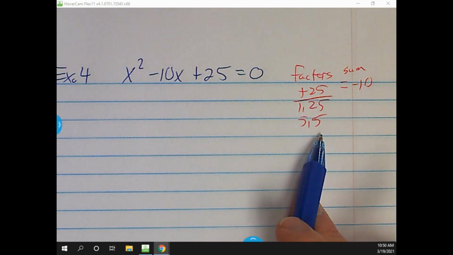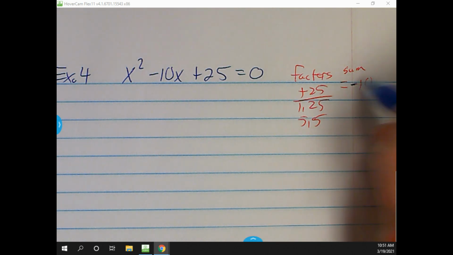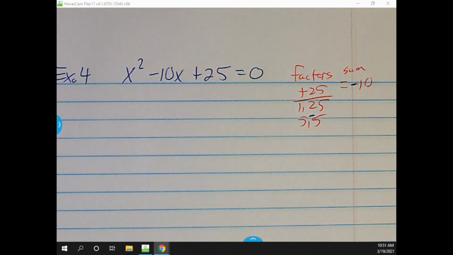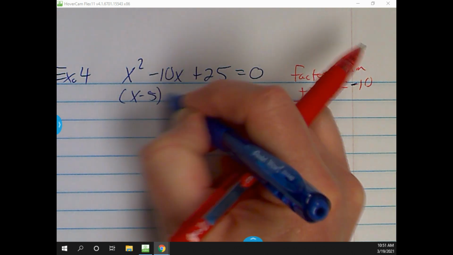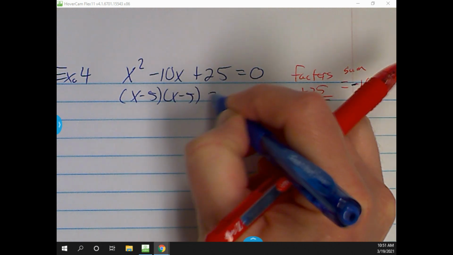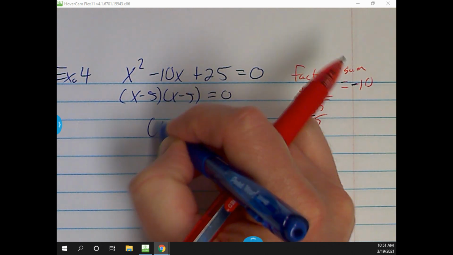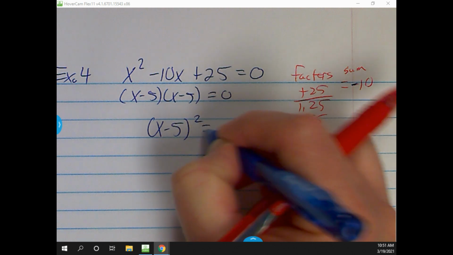And if you've got a tie, if there's not a bigger number, then you just take this negative sign that you have here and put it with either number. It doesn't really matter which one. And then you divide and see what you have. So now you're dividing a positive by a negative, which means the other number would have to be a negative. So in this case, they're both negatives. So it's x minus 5 and x minus 5, or you can just say it's x minus 5 squared equals 0.